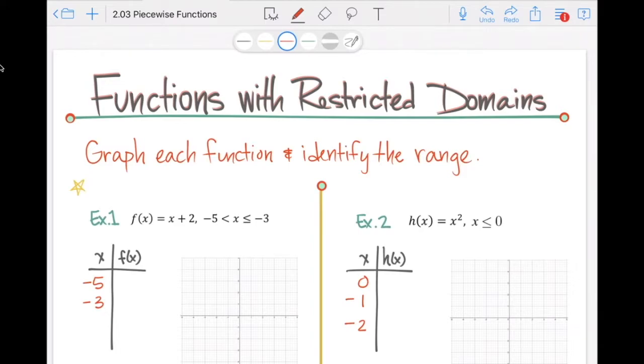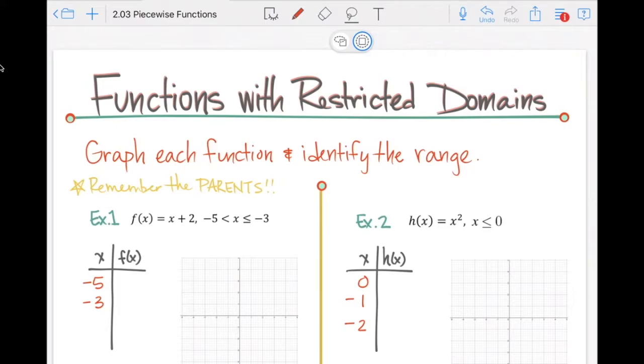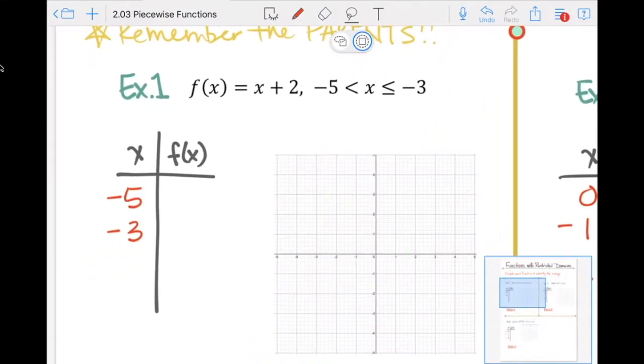Now, for each of these functions, remember what you've learned about parent functions. So the key is you need to think about generally what the shape of that function is going to be so that you know how many points to plot and which points to plot so that you get the correct shape of the graph. So for our first example, notice we've got f of x equals x plus 2.